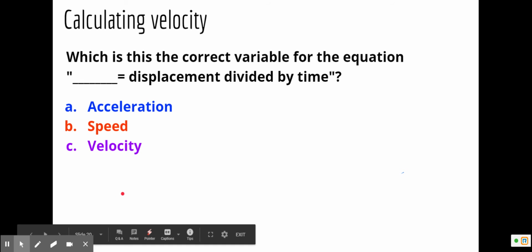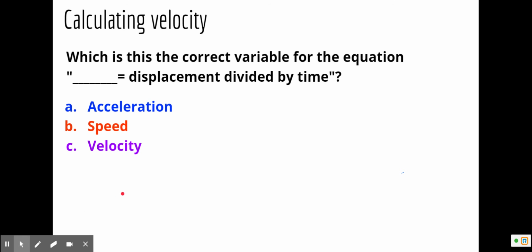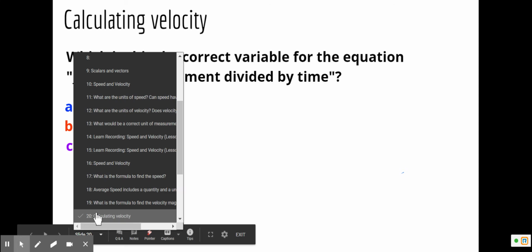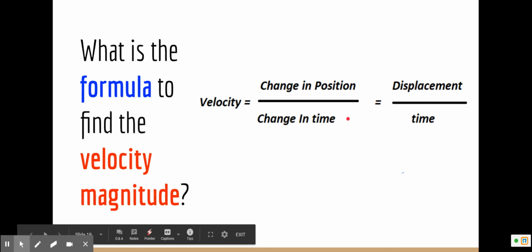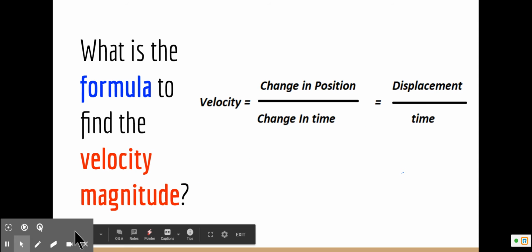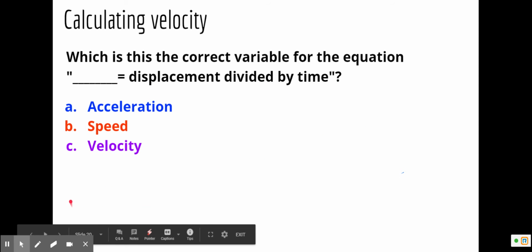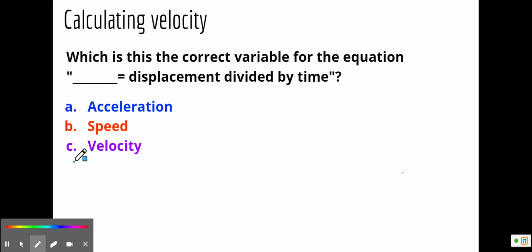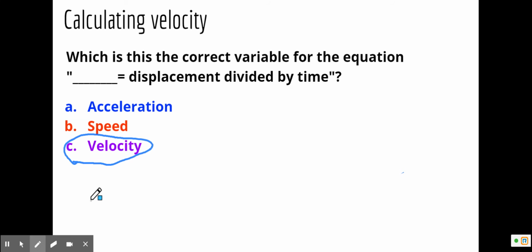Which is the correct variable for the equation? Blank equals displacement divided by time. Well, if we just go back a slide, we see velocity equals displacement divided by time. So the correct answer is C. Velocity equals displacement divided by time.